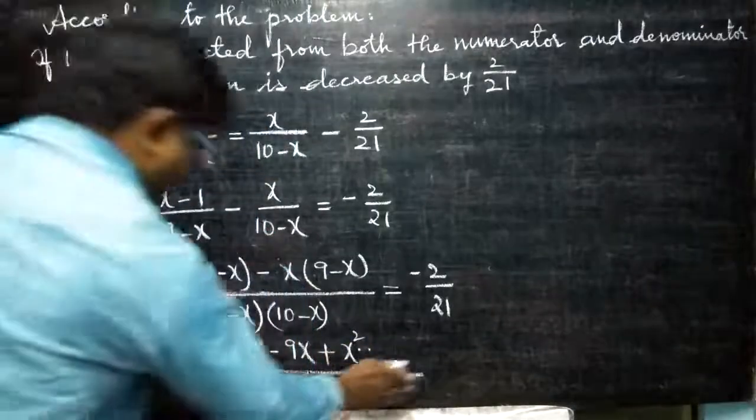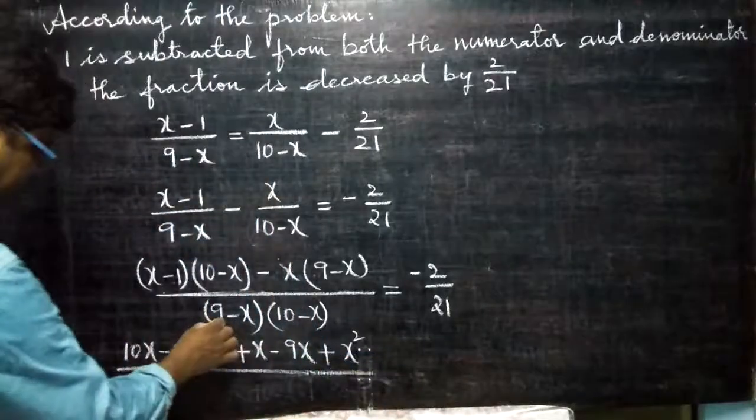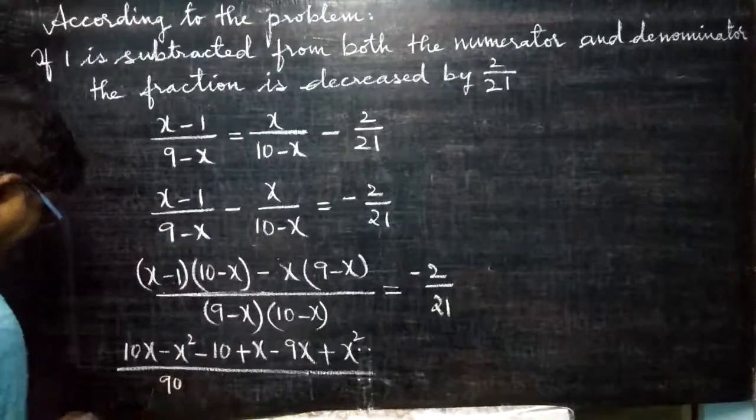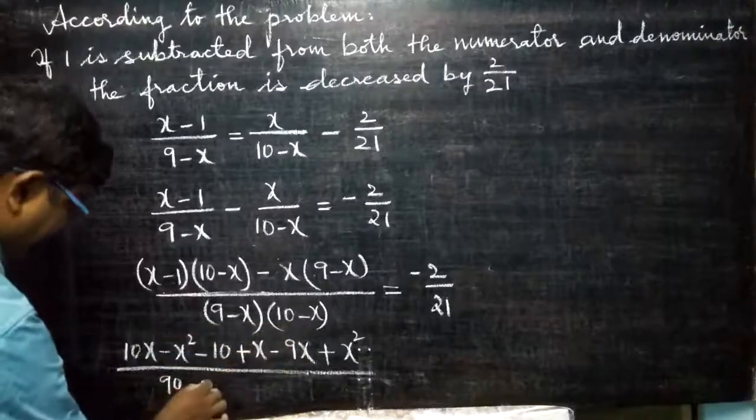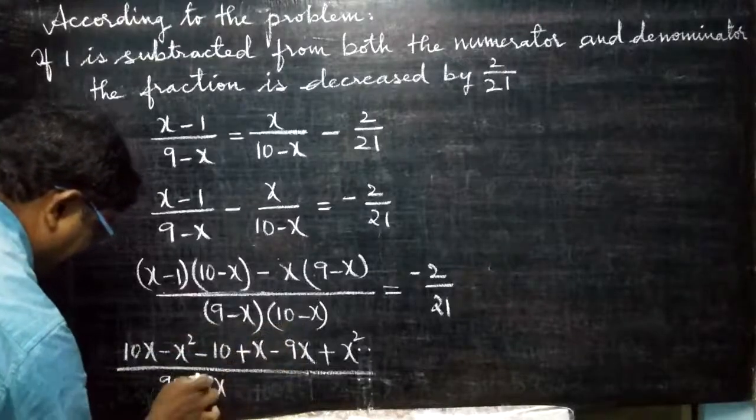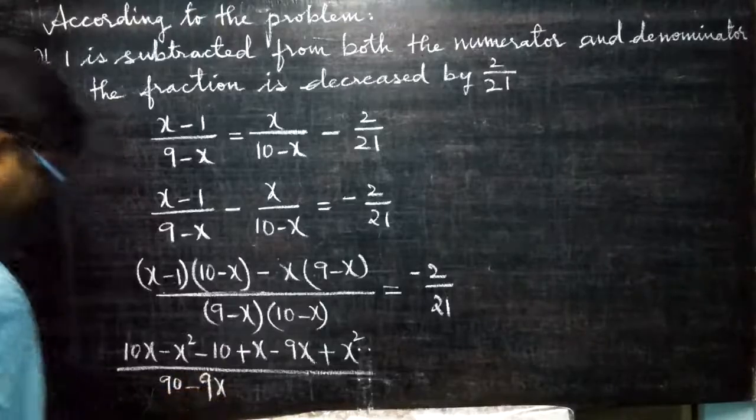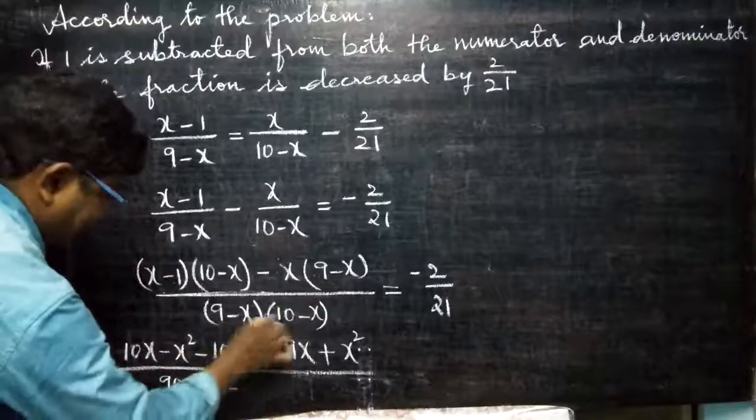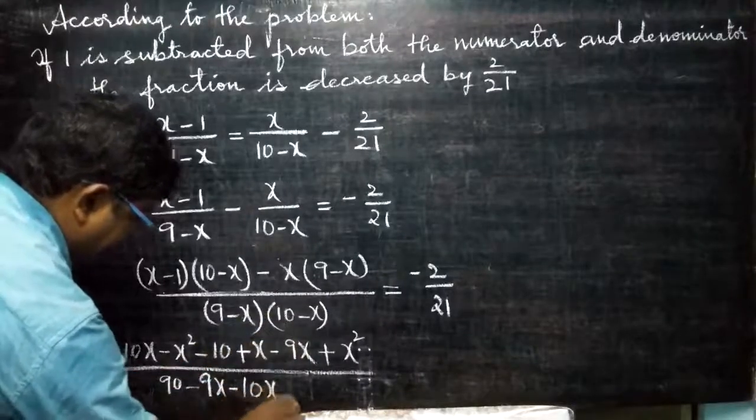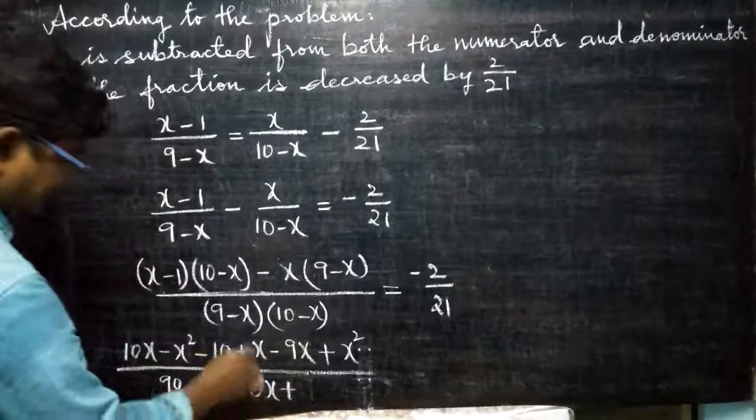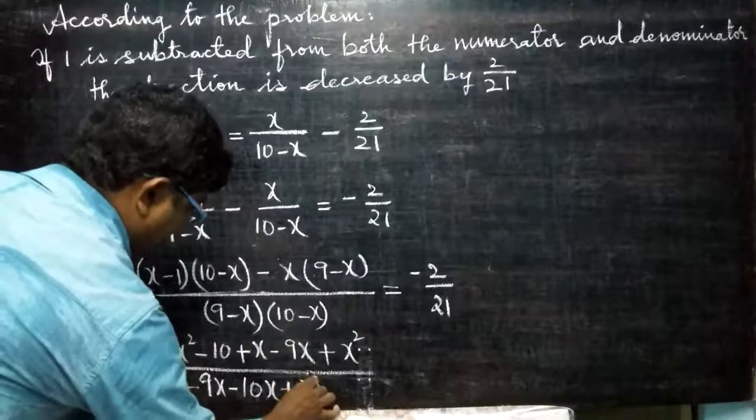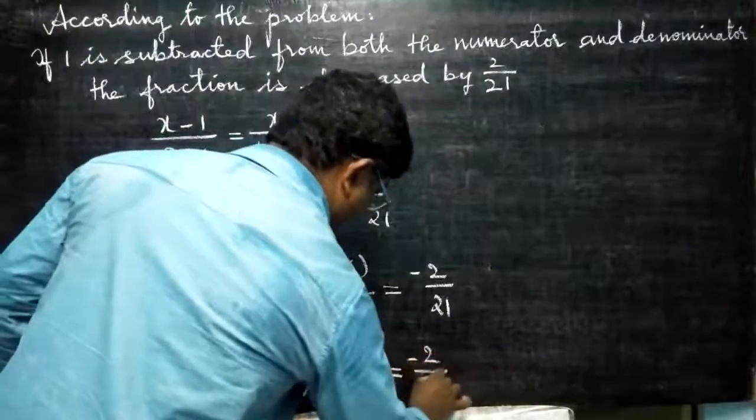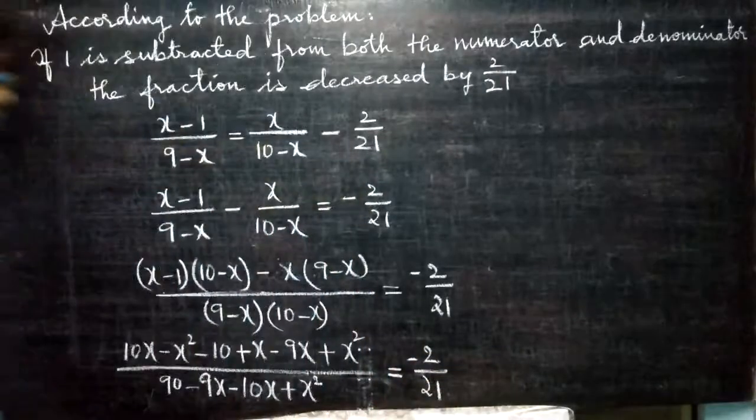Now come to the denominator. 9 tens are 90. Plus into minus, minus 9x. 9 into x, 9x. Write 9 properly, clearly. Minus into plus, minus x into 10, 10x. Minus into minus, plus x into x, x square is equal to minus 2 by 21. Don't forget this one. Are you able to follow?